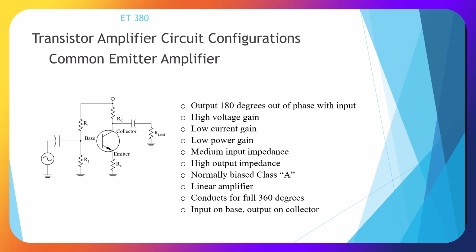We have high voltage gain, low current gain, low power gain, medium input impedance, high output impedance, and this was normally biased class A. It's a linear amplifier and conducts for the full 360 degrees. The input is on the base, the output is on the collector.